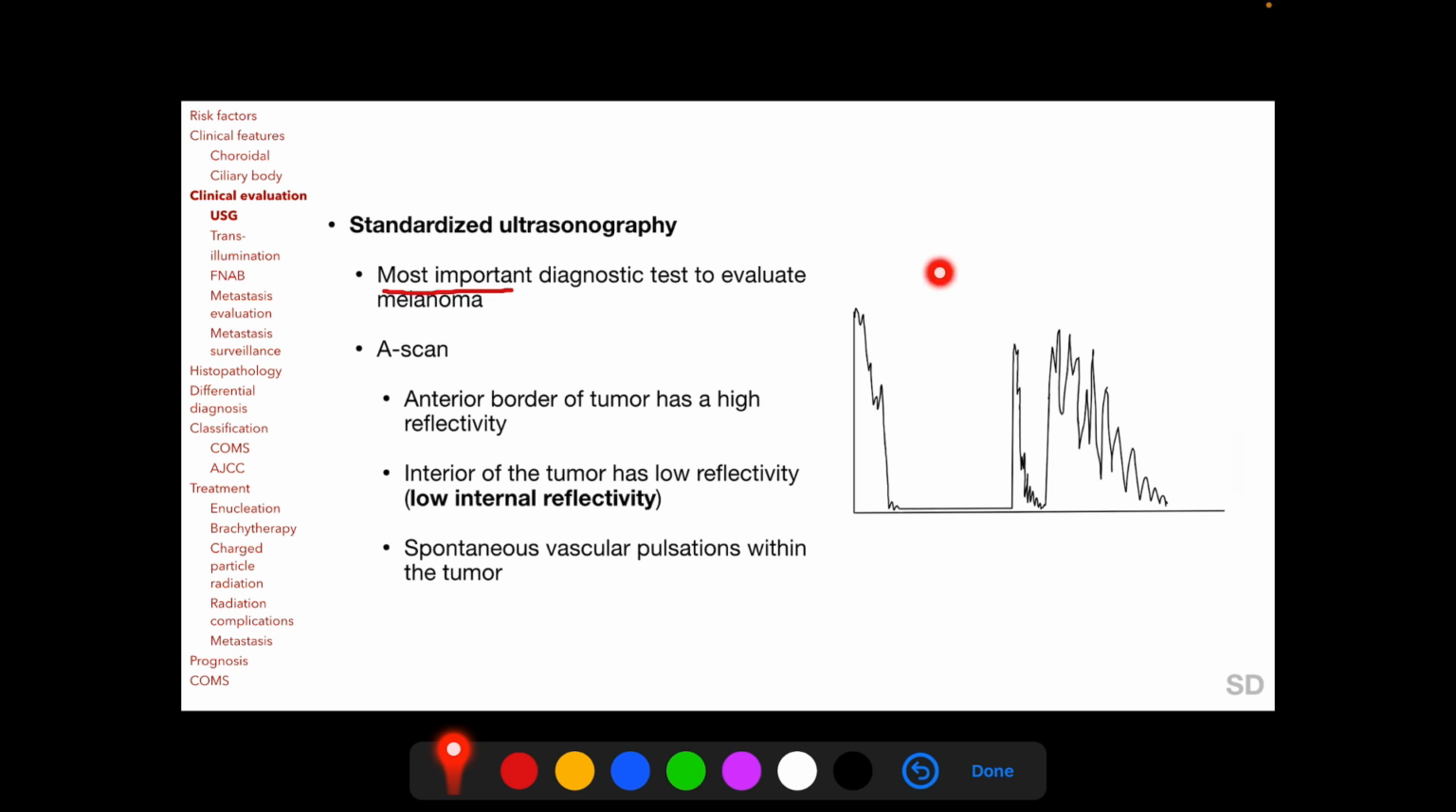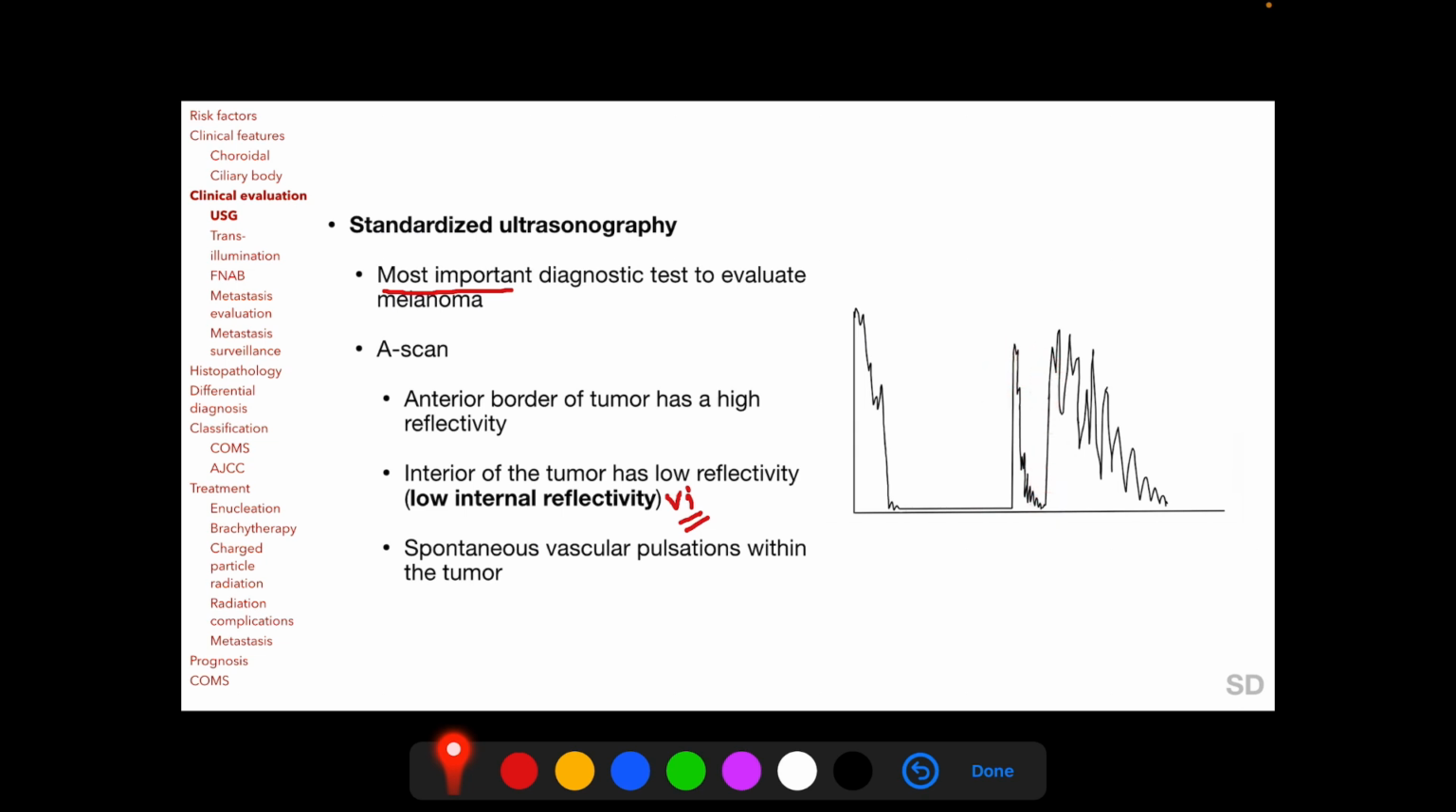In the A scan, as we see in this picture, the anterior border of the tumor has a very high reflectivity, but the interior of the tumor has low reflectivity, and this is called low internal reflectivity, which is very characteristic of a choroidal melanoma. Spontaneous vascular pulsations can be detected within the tumor as fluctuations in the amplitudes of the spikes.